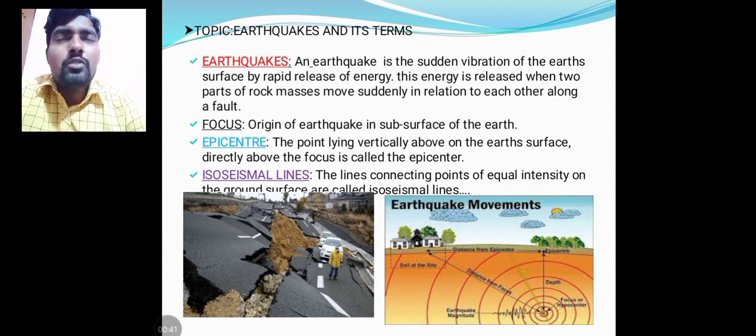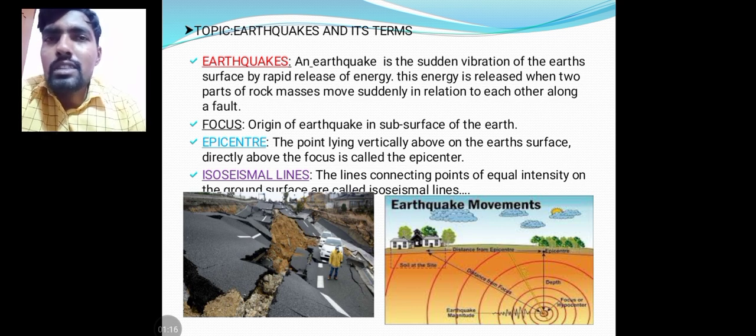Before that, what is an earthquake? It is one of the types of endogenous hazards. First of all, it is a planetary hazard, a planetary disaster, and its sub-classification is the endogenous hazard. An earthquake is a sudden vibration of the earth surface, a rapid release of energy. That energy is released when two parts of rock masses move suddenly in relation to each other along a fault.